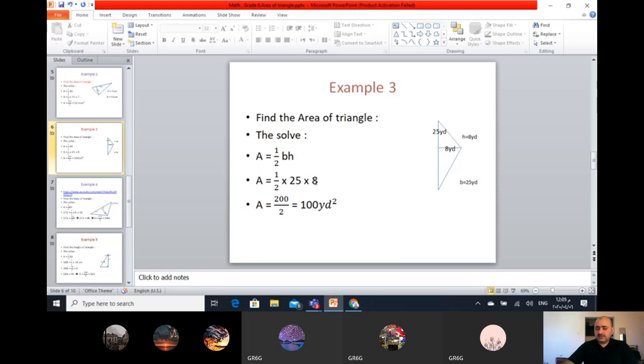For an easy way, we can multiply 8 times 25. 8 times 25 will be 200. 200 times 1, 200 over 2. 200 over 2 means 200 divided by 2. 200 divided by 2 will be 100 yards squared.